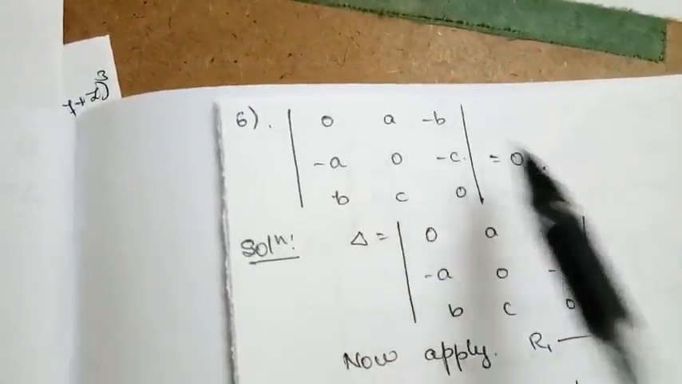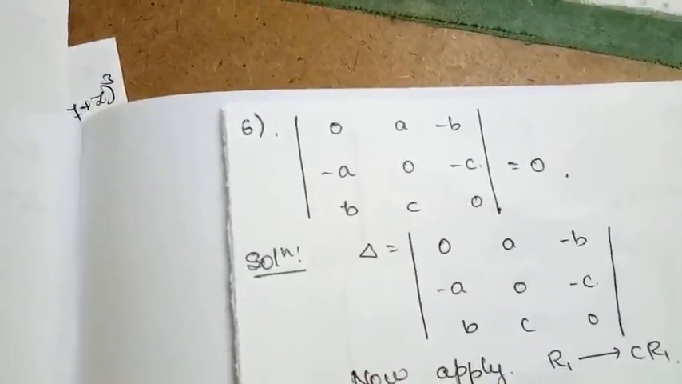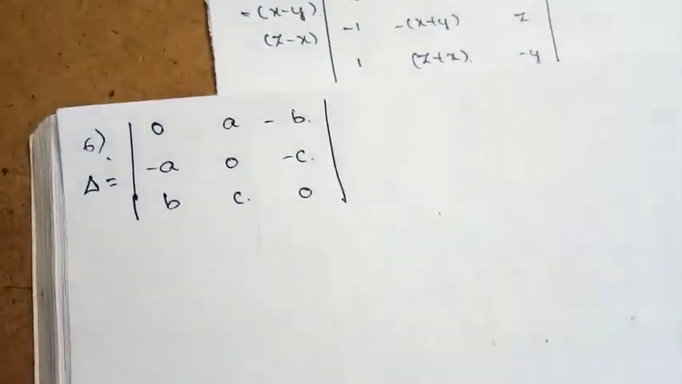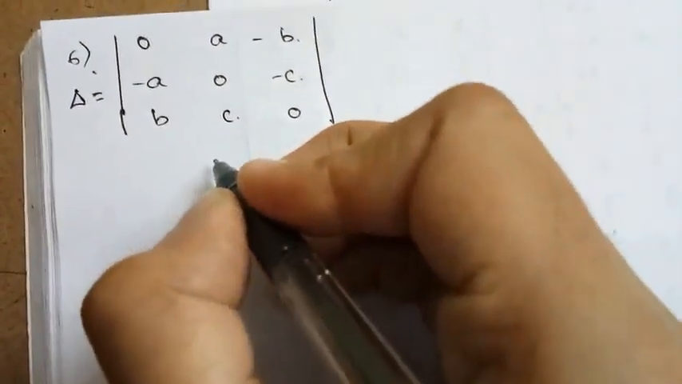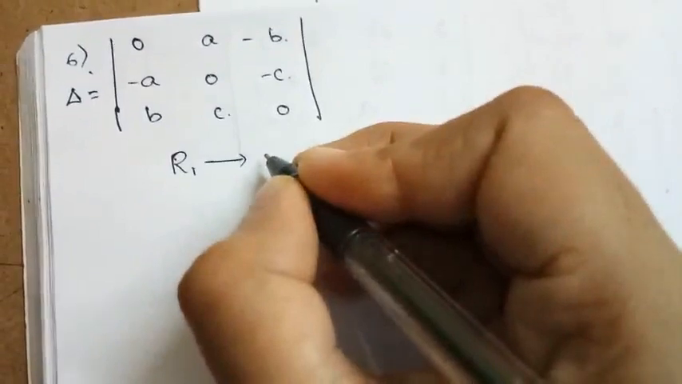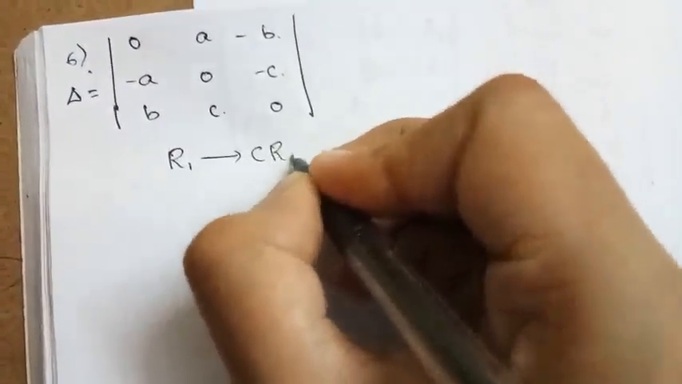So let us proceed. The 6th question is, we need to show this value is equal to 0. How are we proceeding? You can see here, I call the LHS delta, and now I apply the row operation, that is nothing but R1 implies C times R1.